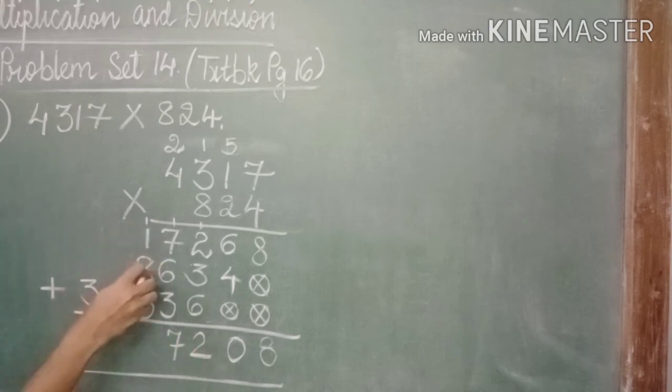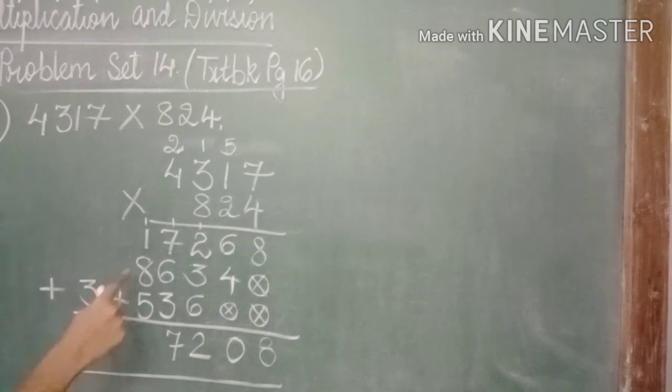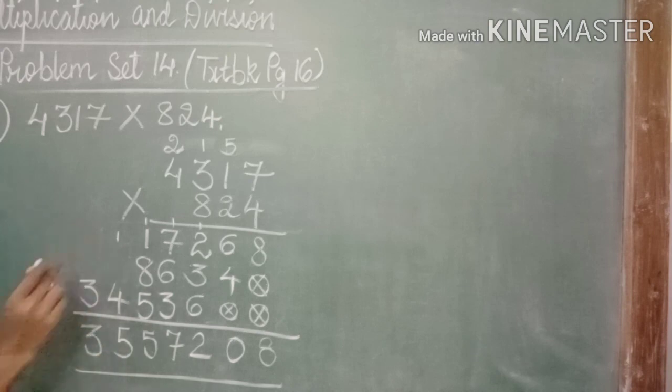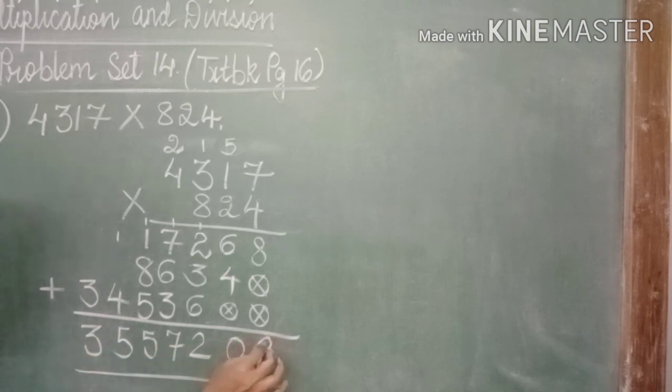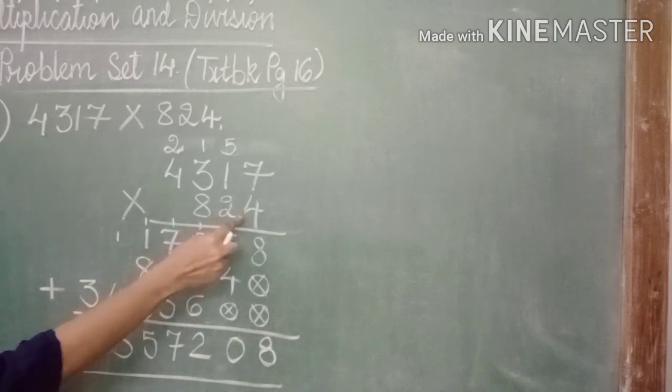Now 1 plus 8 becomes 9. 9 plus 5 becomes 14. 14 plus 1 becomes 15. 1 carried up, 5 written down. 4 plus 1 becomes 5 and there is no other number. So we are going to write it as 3. Okay, the answer is 35,57,208. This is number 8. Okay, we have multiplied 4.